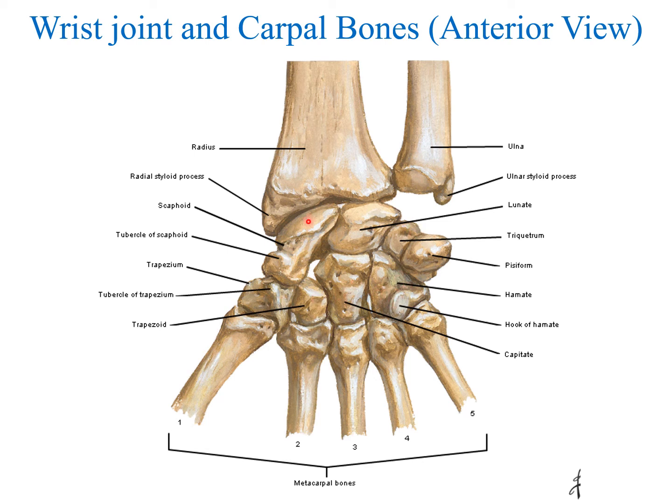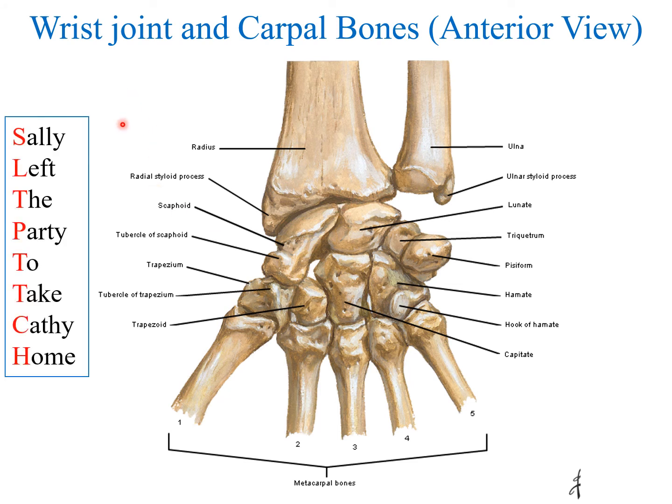So the joint between the radius, ulna, and the proximal row of the carpal bones forms the wrist joint, and the joint between the proximal and distal rows is the mid-carpal joint, and the joint between the distal row of the carpal bones and the metacarpal bones is known as the carpometacarpal joint. So this is the carpometacarpal joint, mid-carpal joint, and the wrist joint.